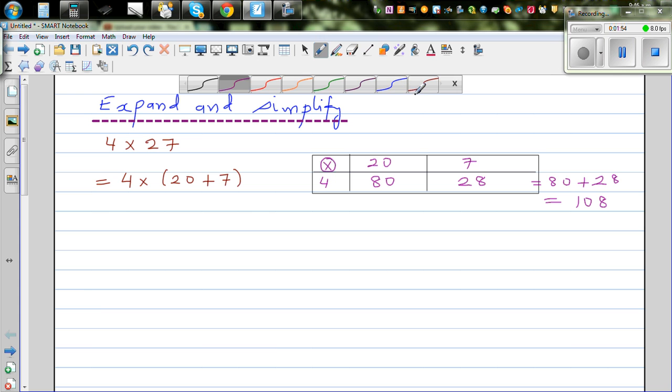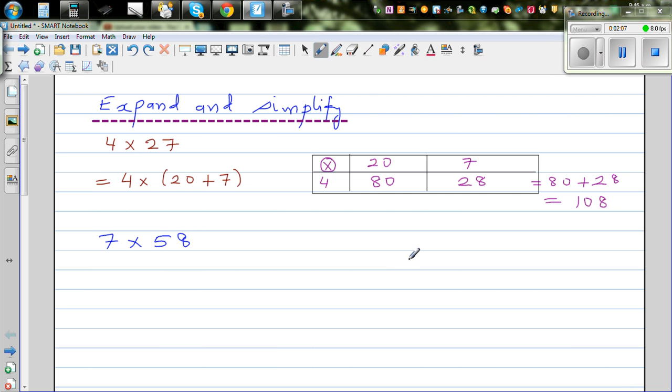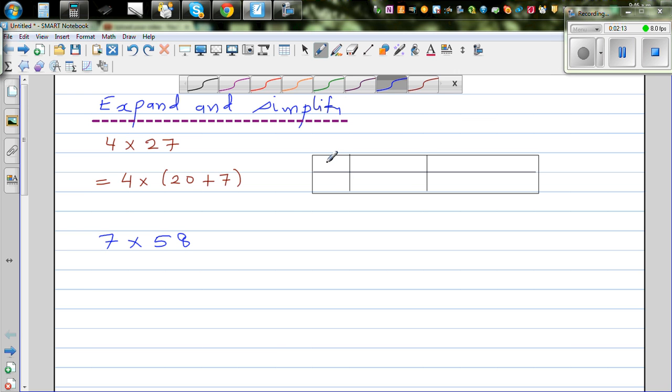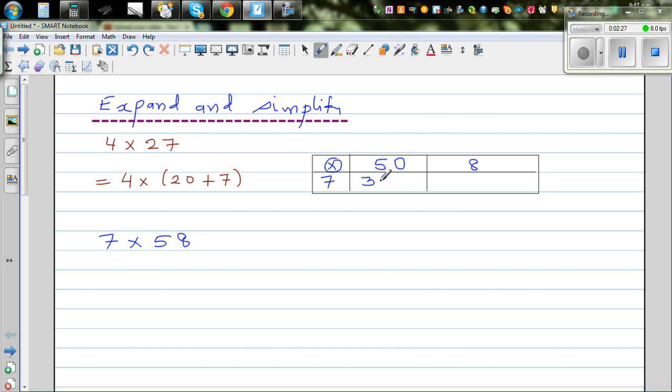Okay, so let me take one more example. Especially for those who struggle in multiplying numbers, this is a very good skill. Say you want to multiply 7 times 58. Let me rub this off. So 7 times 58 can be written as 5 tens, which is 50, and 8 ones. So you simply do 7 times 5. I know 7 times 5 is 35, and then you put a 0. This is 350, and 7 times 8 is 56.